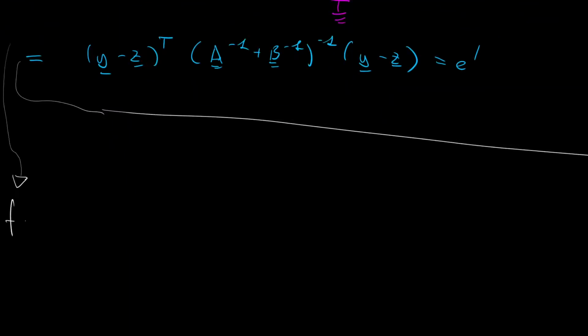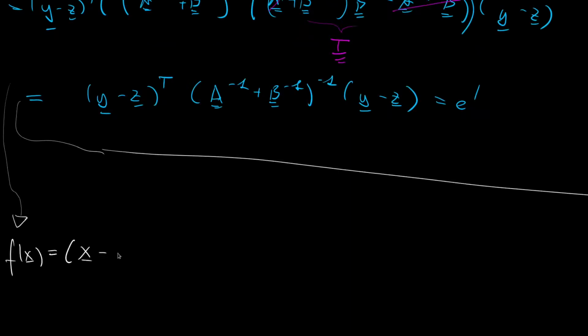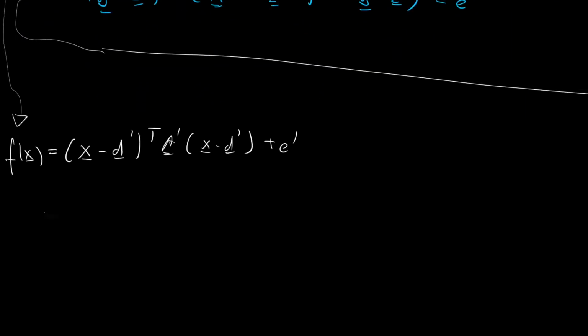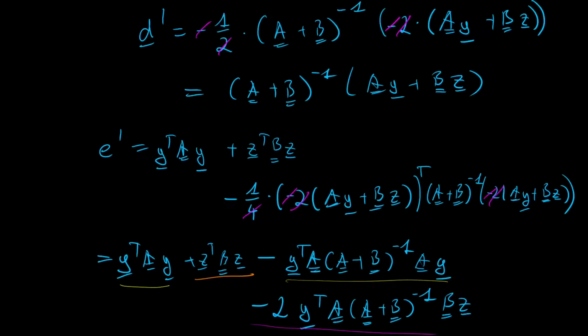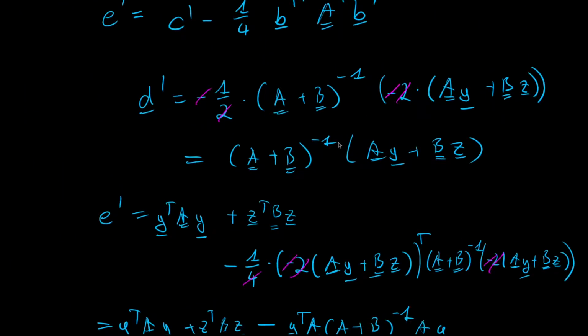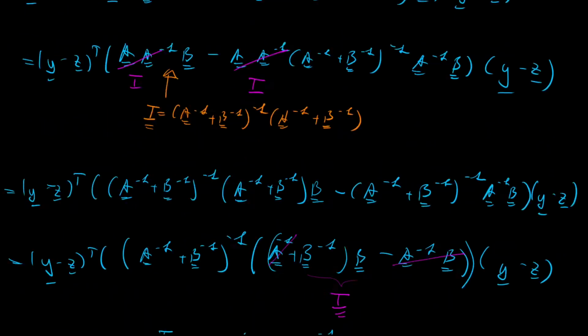So we have f of vector x is given as (x minus d prime) transpose times A prime times (x minus d prime) plus our e prime, the scalar e prime. And we found all of them. We found d prime, we found A prime, and we found e prime. Let's plug them in. So we have x minus, let's look up what we had for the d, which was way up, all the way here. And we found this expression, so let's put this in.